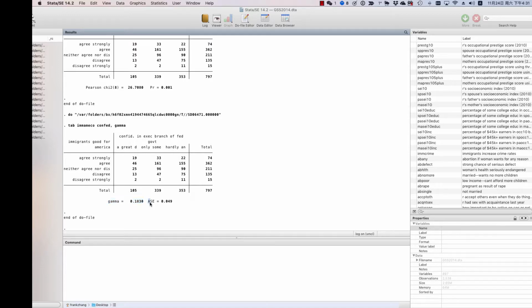Interestingly, we have another statistic called ASE next to gamma. This one is actually the p-value for a hypothesis test of gamma equals 0 for the entire population. If we use 5% as usual as the threshold of significance, then this ASE is less than 5%, which means that for the entire population, it's highly likely that the gamma measurement of association is different from 0.